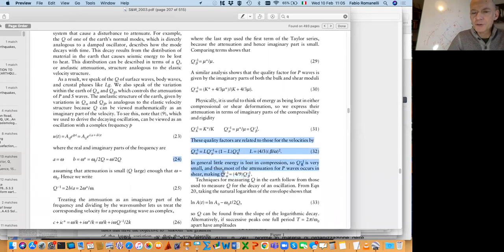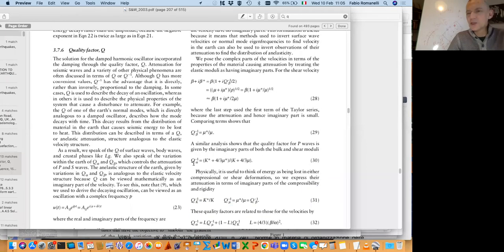And the approximation to obtain that simple version of the formula is here. In general little energy is lost in compression, Q K is small, and so Q alpha is 9/4 Q beta. Well done. Have I answered you? So the answer is at page 192.